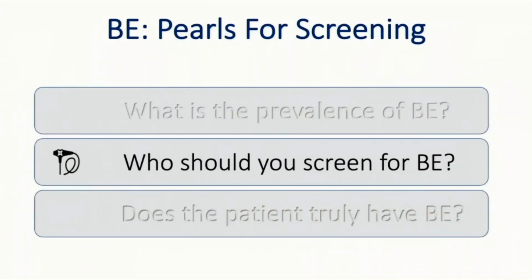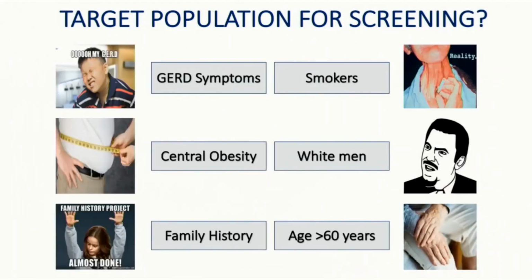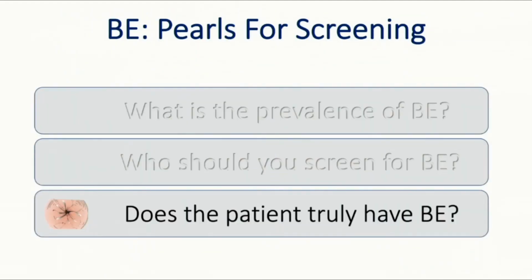What are some risk factors that you should be considering? Reflux symptoms, smoking, central obesity, a family history, and age, either 50 or 60 years or older, are those that you should consider screening or doing an upper endoscopy for.